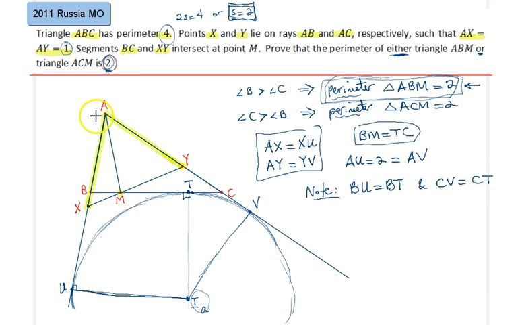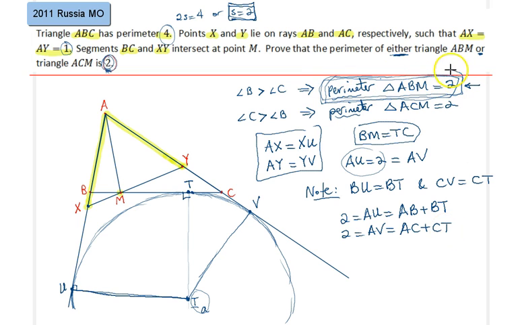So AU, which is simply equal to AB plus BT, I already know is equal to 2. So 2 is equal to AU, which is equal to AB plus BT here. In a similar way, 2 is equal to AV, but AV is the same as AC plus CT. So therefore, I can reduce the problem here, the perimeter of triangle ABM being equal to 2 equivalently.